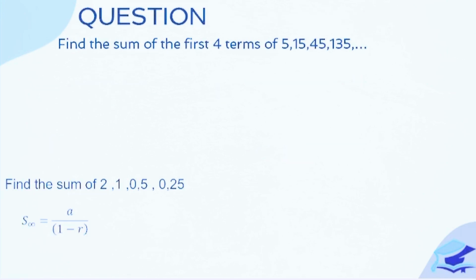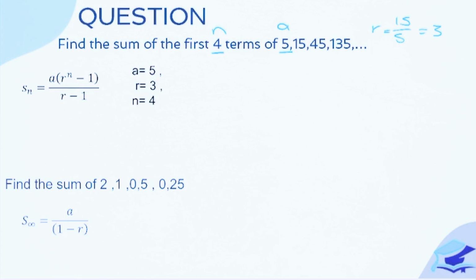Find the sum of the first 4 terms of the sequence 5, 15, 45, and 135. We'll be using the sum formula. a is 5, n is 4, r is 15 divided by 5, which equals 3. We plug these values into our sum formula. Therefore, the sum of the first four terms is equal to 200.